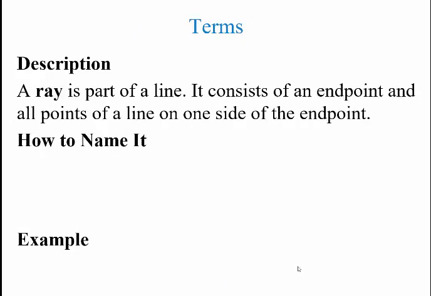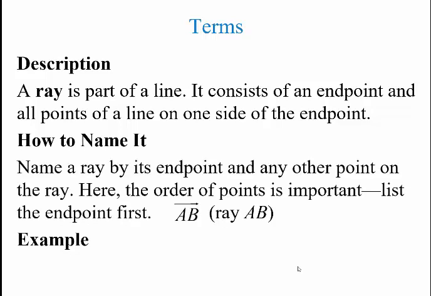All right, another one. A ray is part of a line. It consists of an endpoint and all points in the line on one side of the endpoint. So the way I also like to think about it is it has a starting point and it goes out forever. So how do we name it? We name a ray by its endpoint and any other point on the ray. Here the order of points is important. You list the endpoint first. So I can't stress that enough. You list the endpoint first. So when you see something like this, AB, that means A is the endpoint, or if you want to think where it emanates from, or we call it ray AB.